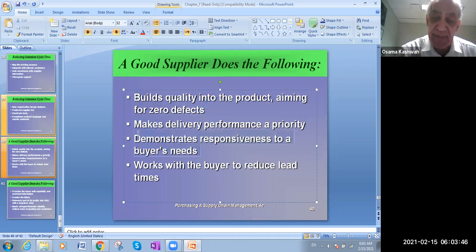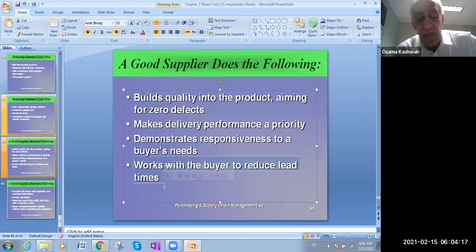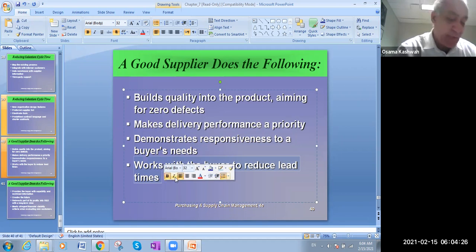Demonstrates responsiveness to the buyer's needs. He knows what I need in the time I need it, and he brings for me whatever I need even before he knows my needs. He can forecast my needs punctually, and he does not reduce the amounts which I want, or say I have now the half and the other half after 1 month. No, everything comes in time. Works with the buyer to reduce lead time. Exactly. So he works also to reduce the time from the order till the time the raw materials or the inputs reach the buyer from the supplier. So this is also another point which he does.